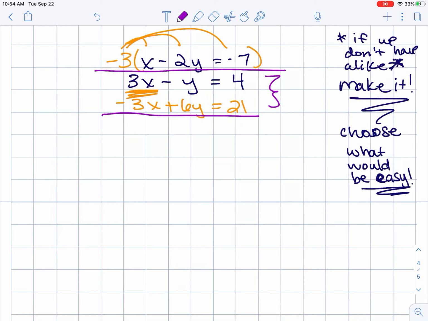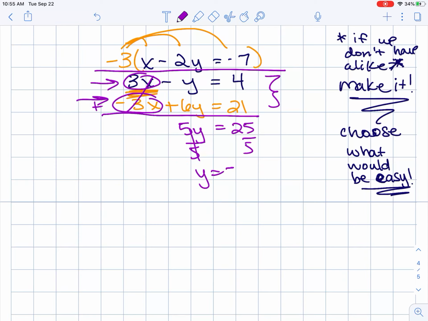Can I eliminate those? And the answer is yes, just like the last one. 3x minus 3x cancel, it's just 0x. Minus y plus 6y is 5y, equals 4 plus 21, which is 25. So all I did was basically add these two equations, and this is what I've got. Now we're going to solve for y. We get y equals 5.